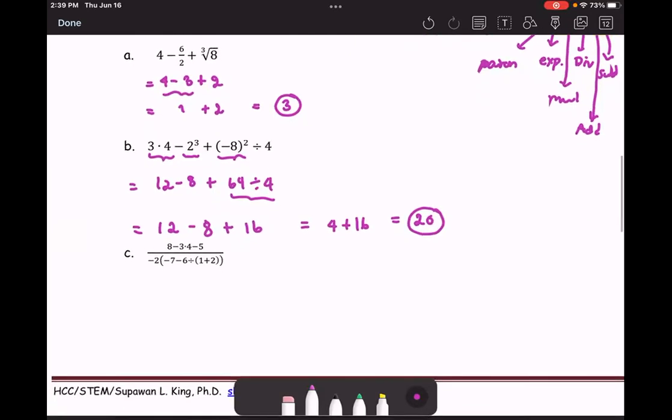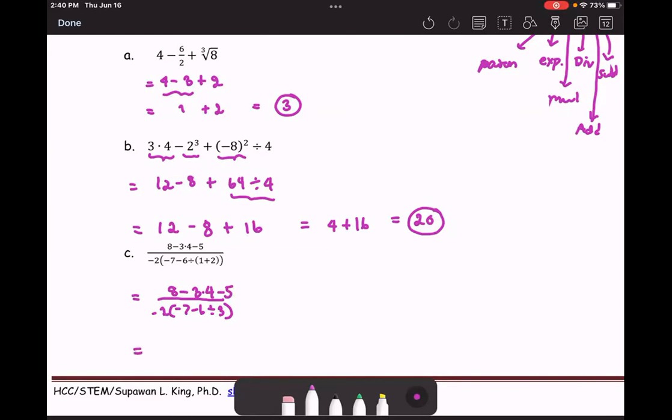The last example, we have the quotient of 8 minus 3 times 4 minus 5, all divided by negative 2 times the quantity negative 7 minus 6 divided by the quantity 1 plus 2. We have the grouping symbol, division, multiplication, addition, and subtraction. We're going to do them in order. Starting with the grouping symbol, we have a group inside of a group. So we're going to take care of the 1 plus 2, which is 3, in the denominator. Negative 2, negative 7 minus 6 divided by 3. The numerator is 8 minus 3 times 4 minus 5.